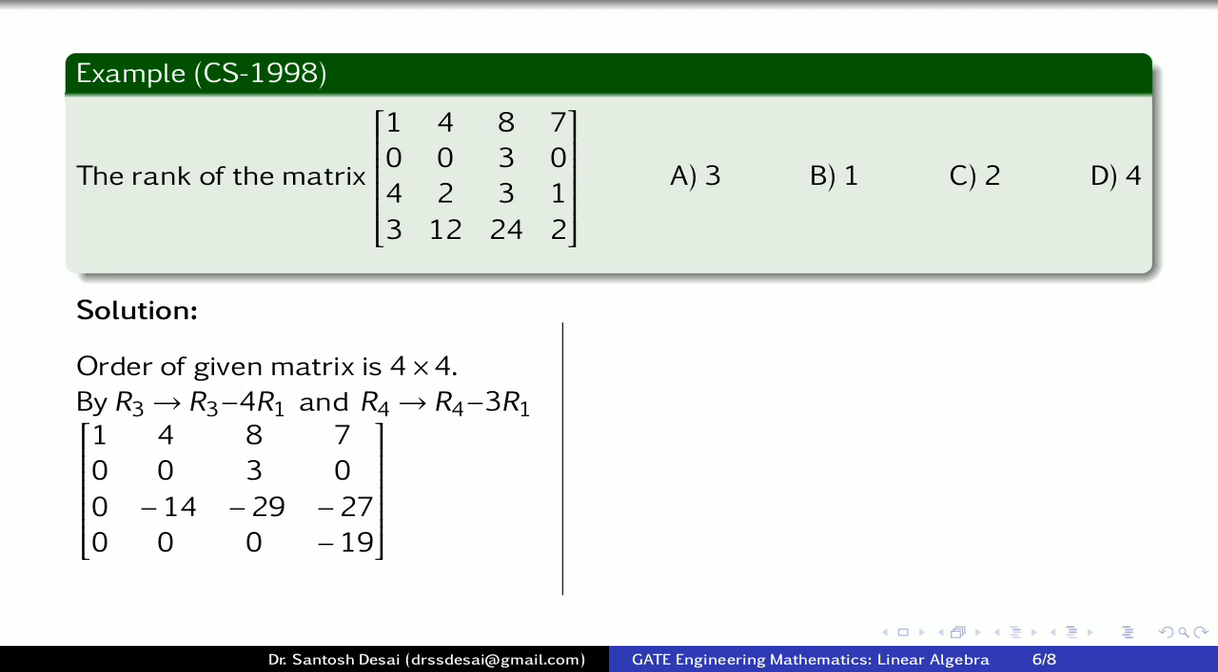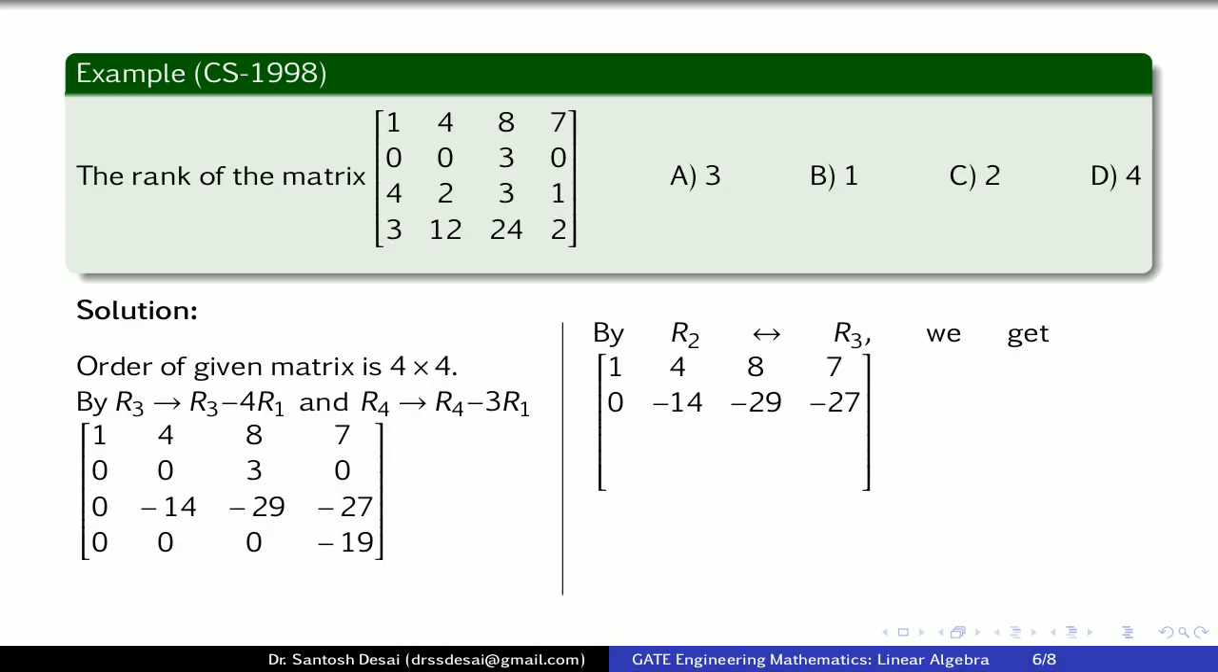Now, whatever procedure we have performed, we have to follow for the A22 element also, that is, the second element of the second row. First you have to make it non-zero. To make it non-zero, we interchange R2 and R3. So we get the new matrix where the first row is as it is. The second row will be 0, minus 14, minus 29, minus 27. The third row is 0, 0, 3, 0, and the fourth row is 0, 0, 0, minus 19.